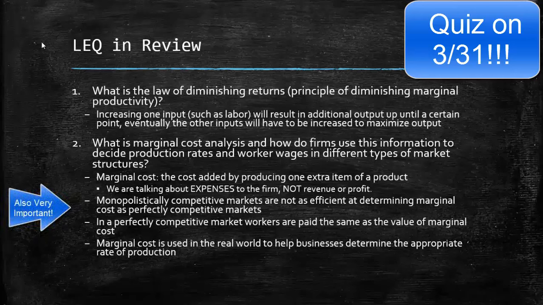Think about all the restaurants that go out of business. Of all business structures in a monopolistically competitive market, restaurants are the most likely to go out of business. The reason why, they have a hard time, whether they lack the professional skills, the accounting skills, the finance skills, they have a hard time determining their marginal cost. Also remember, in a perfectly competitive market, workers should all be paid the same as the prior employee.